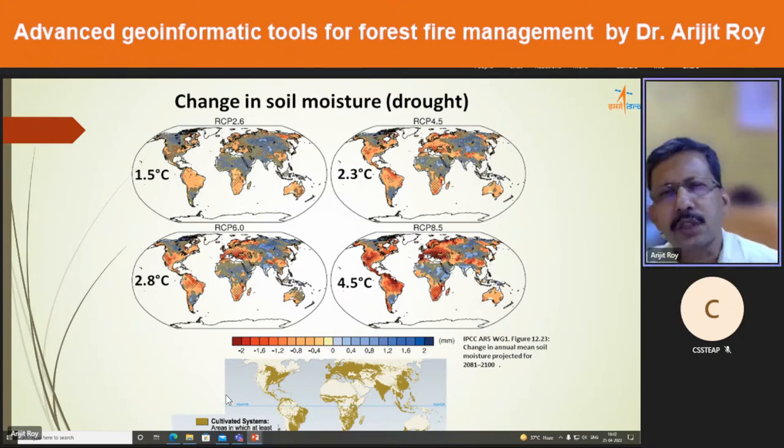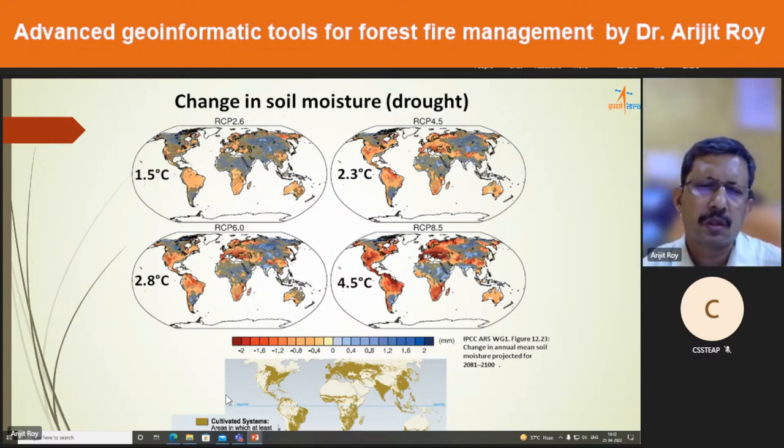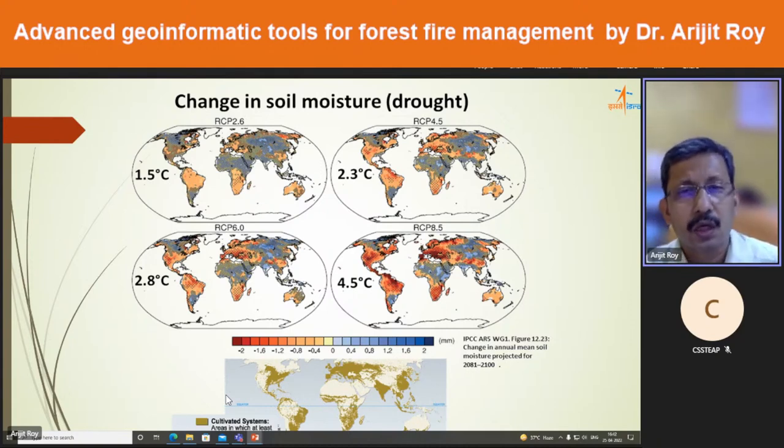So, because of climate change, there is a perceptible change in soil moisture. And almost all of the climate models have projected that the drought-like situation is going to increase, especially in regions like Europe, the Brazilian rainforest, the breadbasket of the US, and the Indo-Gangetic plains. So these areas are vulnerable to drought-like situations.